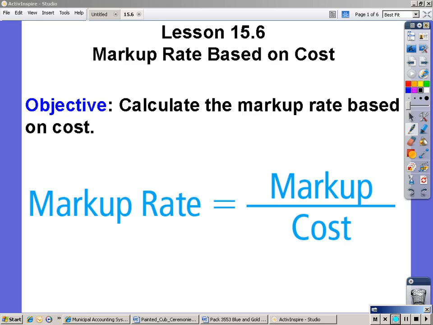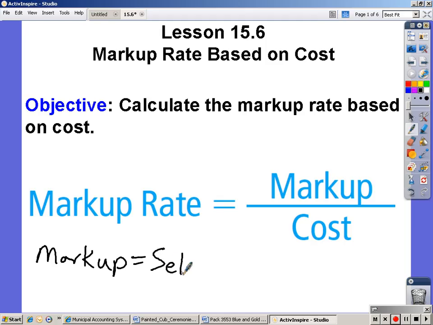All right, lesson 15.6, markup rate based on cost. Your objective today is to calculate the markup rate based on cost. Markup rate formula equals markup divided by cost. Now, one formula that you're also going to need to know is simply markup, which we have been doing for several days. The formula for markup is selling price minus cost.